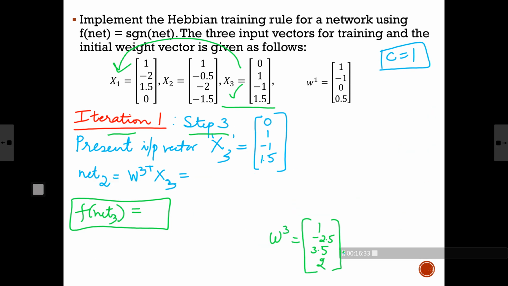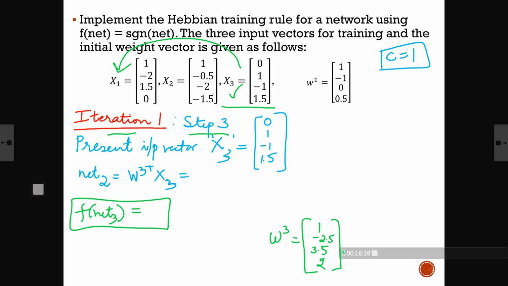Next step, in iteration 1 step 3, you will be presenting input vector x3, and x3 is 0, 1, minus 1, 1.5. So when you present it, what is the weight transpose? This is the weight vector which is already given. So you have to take the transpose of it, and then multiply it by 0, 1, minus 1, 1.5. You can calculate what is the value of net. This is net 3, and based upon that you have to calculate the value of f net 3.